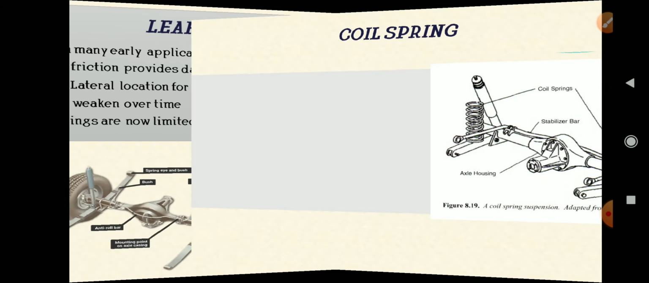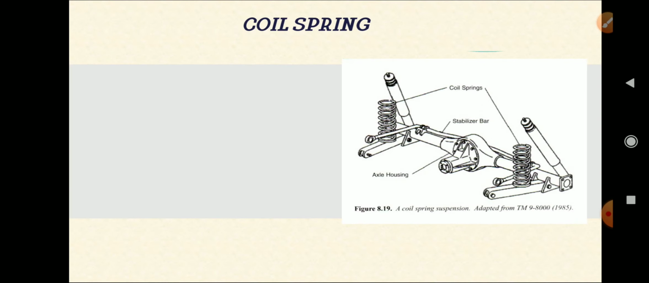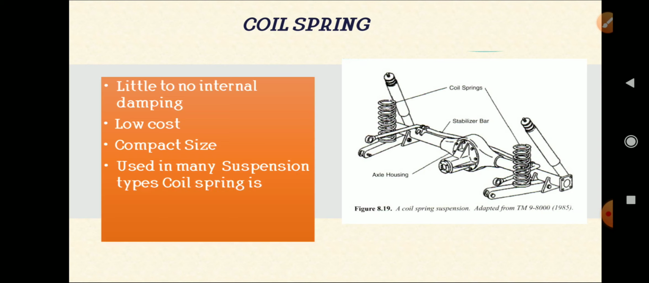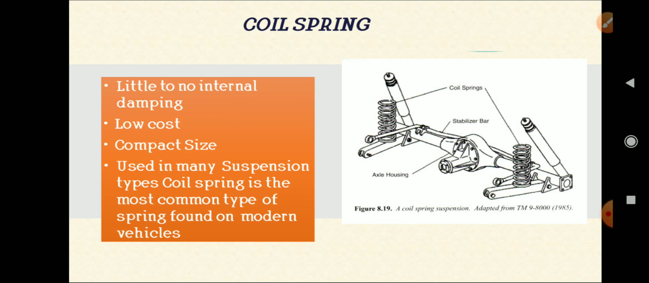Next is the coil spring. The coil spring has little or no internal damping. It has low cost compared with the leaf spring, is compact in size, and is used in many suspension types. The coil spring is the most common type of spring found in modern vehicles. It is not applicable for heavy vehicles. We can use the coil spring for light vehicles or light work.